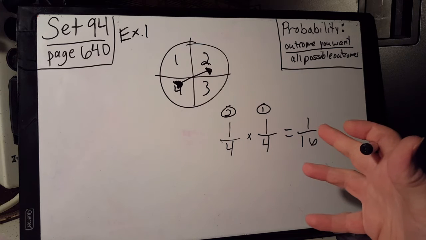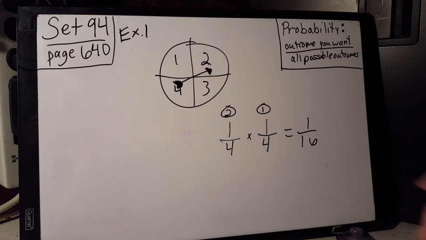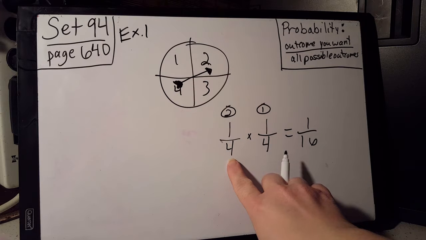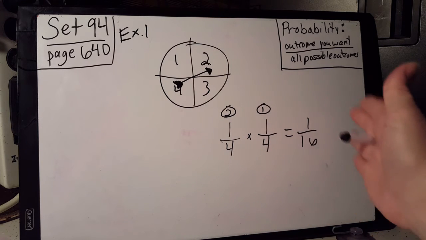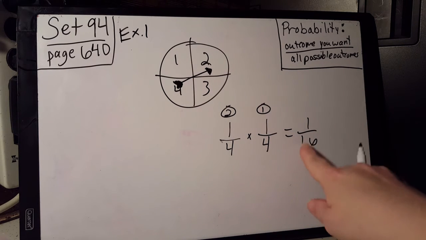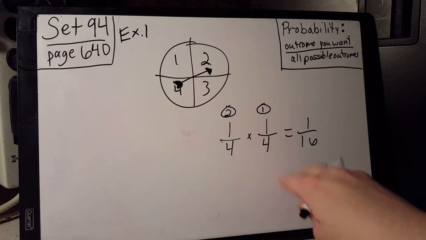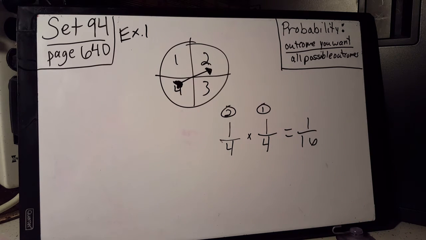So those just require some thinking through to figure them out. But the key to remember is your first spin multiplied by your second spin. If you had other spins after that, it would be the same thing, multiplying those probabilities to find out what your end result is. Okay, let's look at the next example.